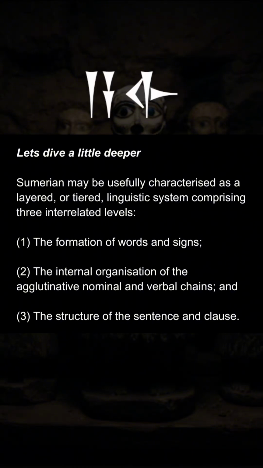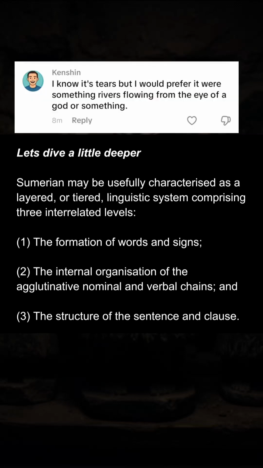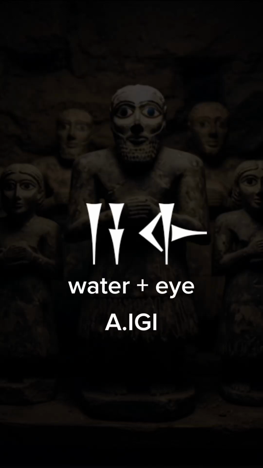And what we've been discussing in this video is number 1, the formation of words and signs, and it's the easiest, most intuitive part of the Sumerian grammatical system. However, what you would like to say involves the entire grammatical system and is under number 3, the structure of the sentence and clause. But don't worry, I will show you exactly what that sentence would look like and how to say it in just a second. But first, let's get back to this and find out why we don't read it Iggy.